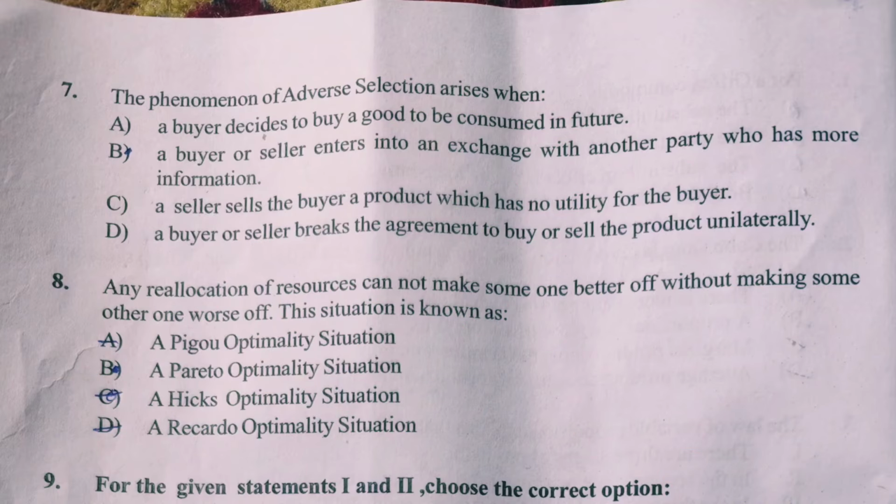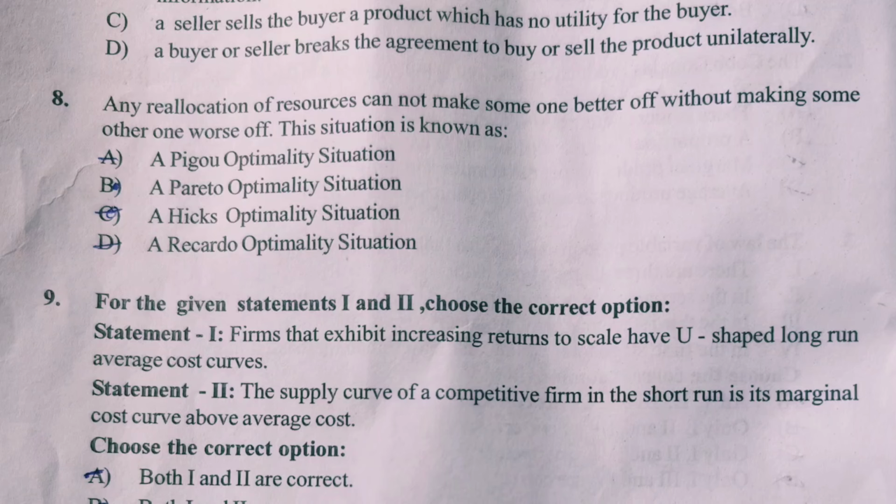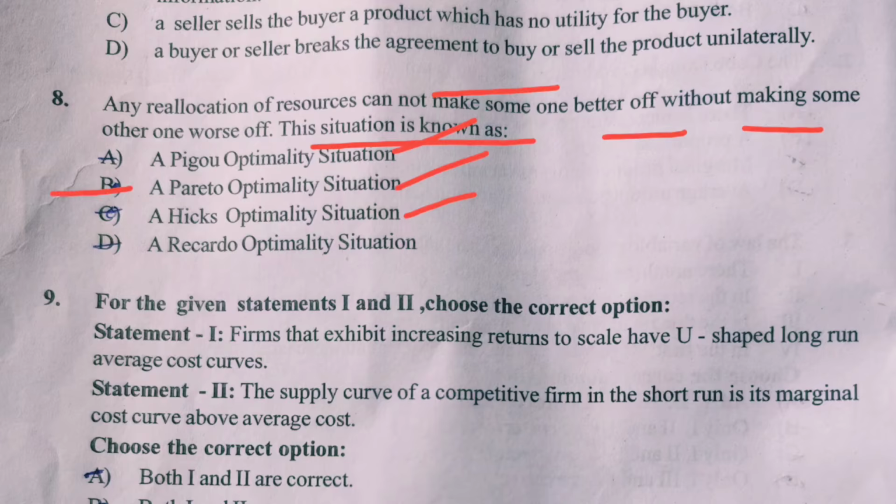The next question is, any reallocation of resources cannot make someone better off without making someone worse off. This is a situation known as Pigou optimality, Pareto optimality, Hicks optimality, or Ricardo optimality. So this is straightforward. It is the Pareto optimality situation, a situation where we cannot make someone better off without making another person worse off.